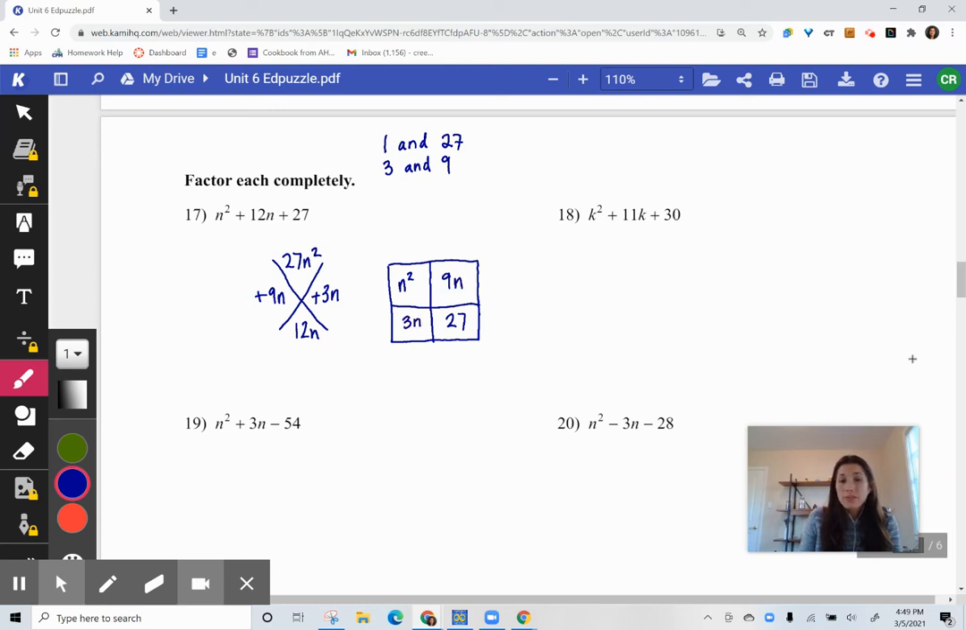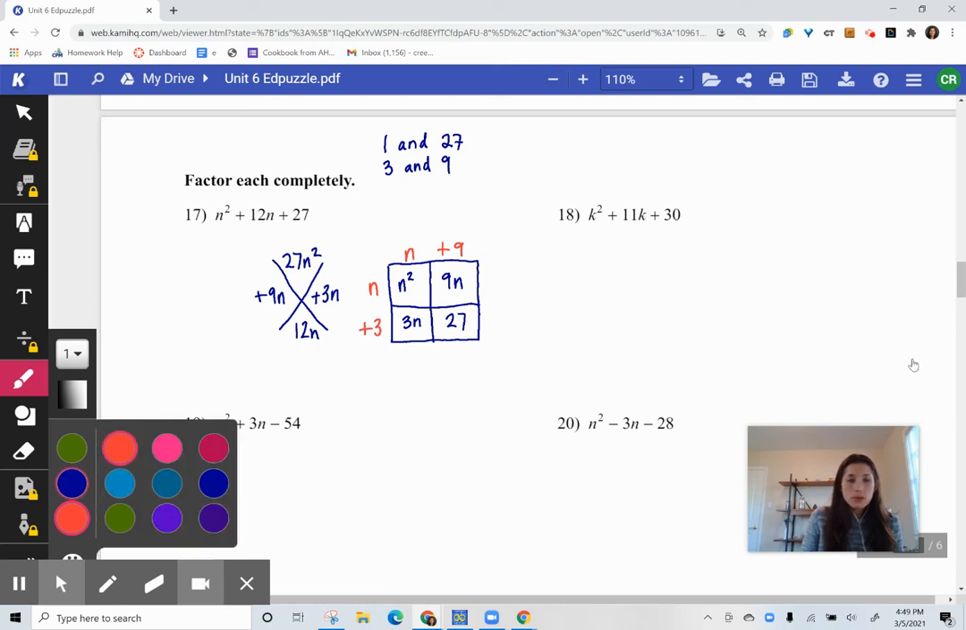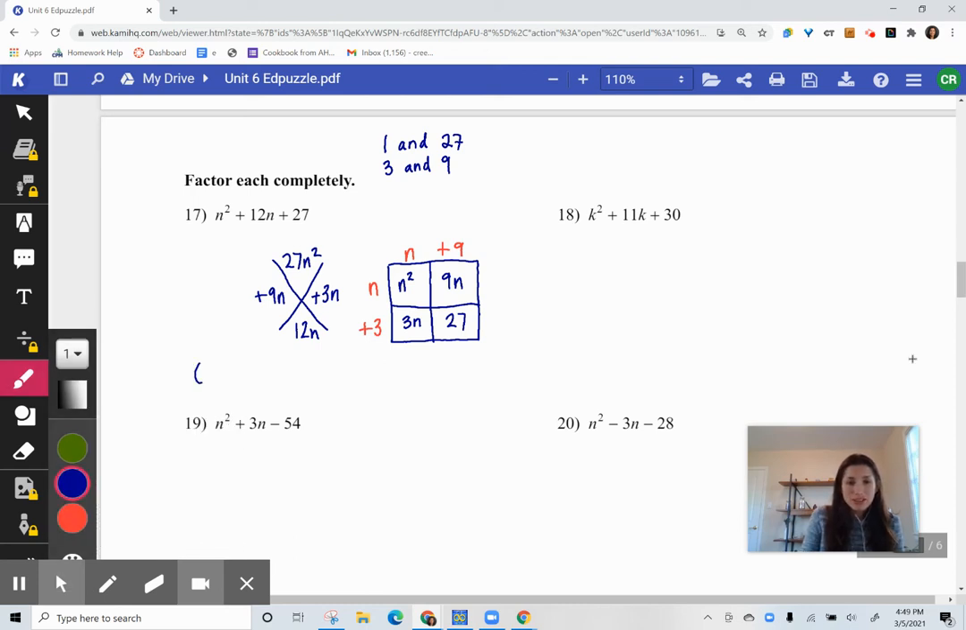And then to find the dimensions of the rectangle outside here, a common factor between these two, well, all these have in common is an n. That's the greatest common factor. So this is almost like the reverse of multiplying. n is multiplied with a 9 to make 9n. n is multiplied with a 3 to make 3n. And then our factors are going to look like this.